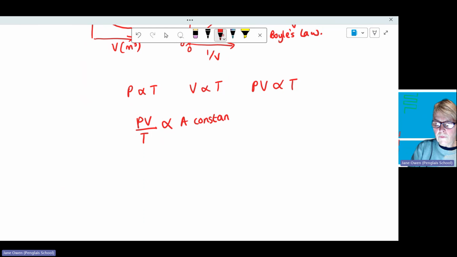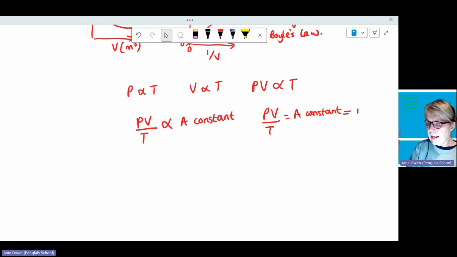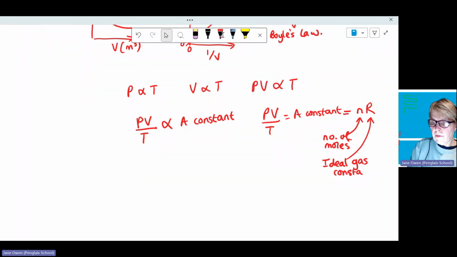So all of those things can vary, P, V and T. In fact, because it's proportional to a constant or even equal to a constant, PV over T equals a constant. And so we can say that it is equal to nR, where n is the number of moles and R is the ideal gas constant.